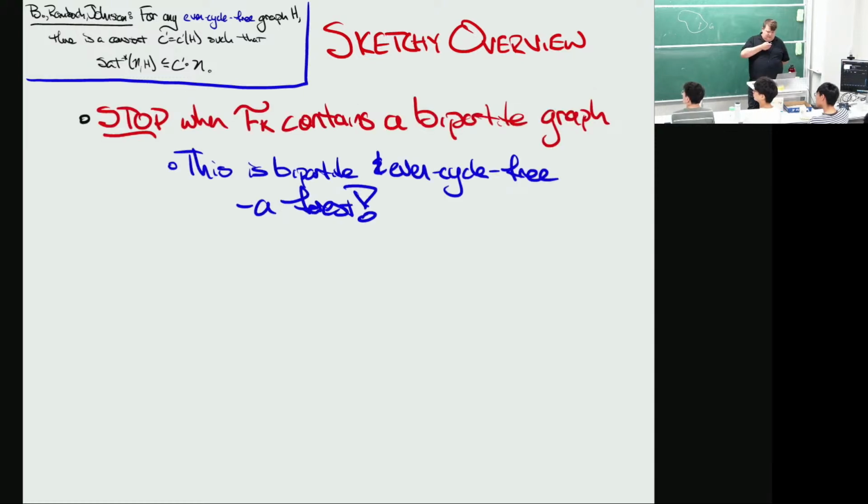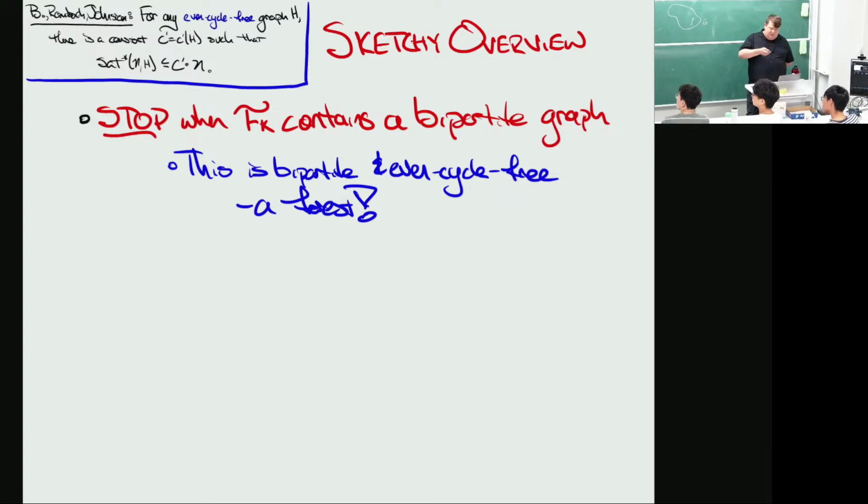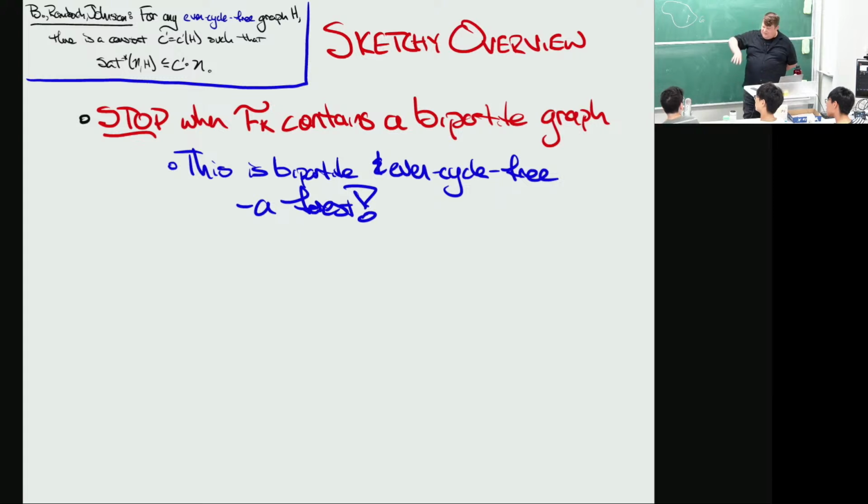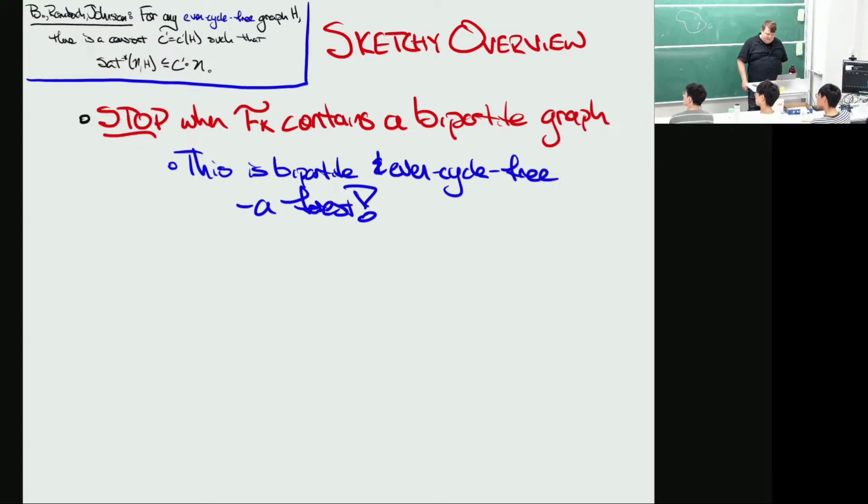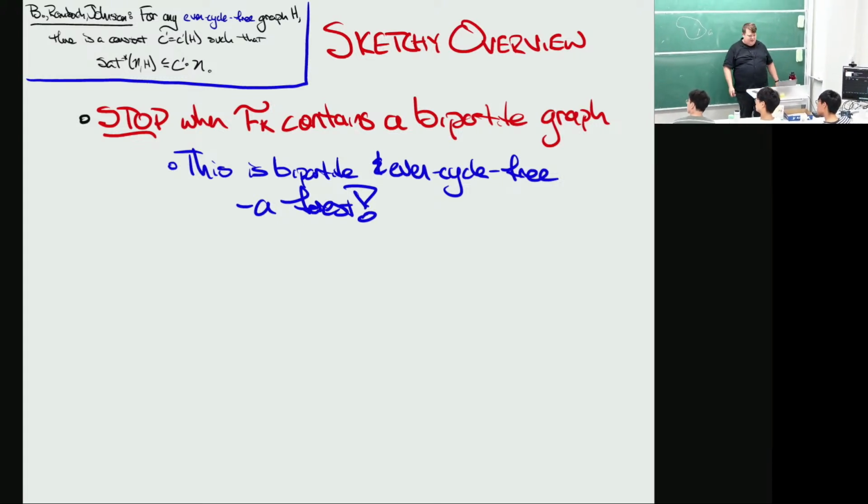So if you do this, if you started with an even cycle free graph and you remove things from them until you get a bipartite graph, you end up at a bipartite and even cycle free graph. Okay?